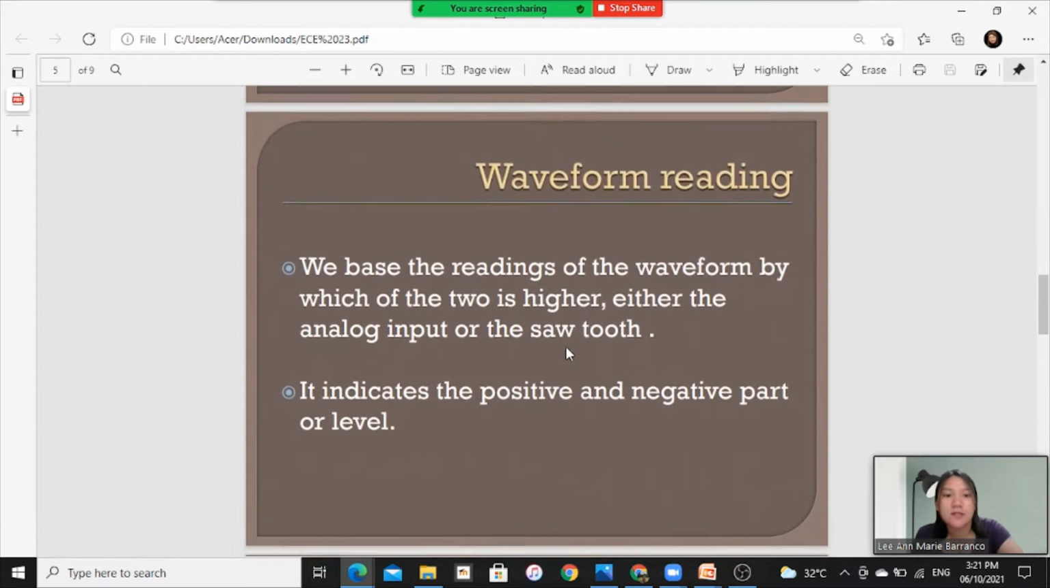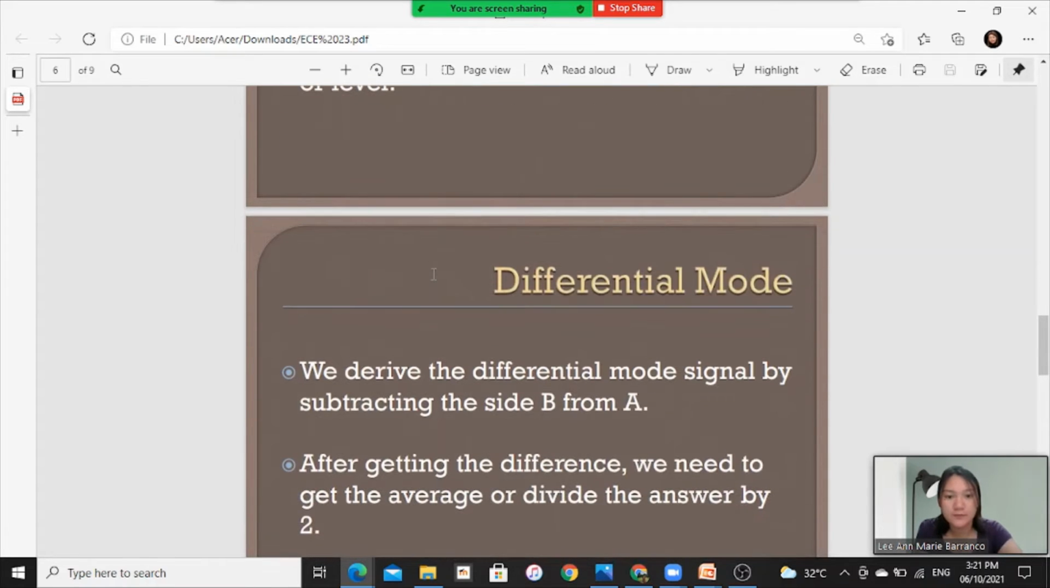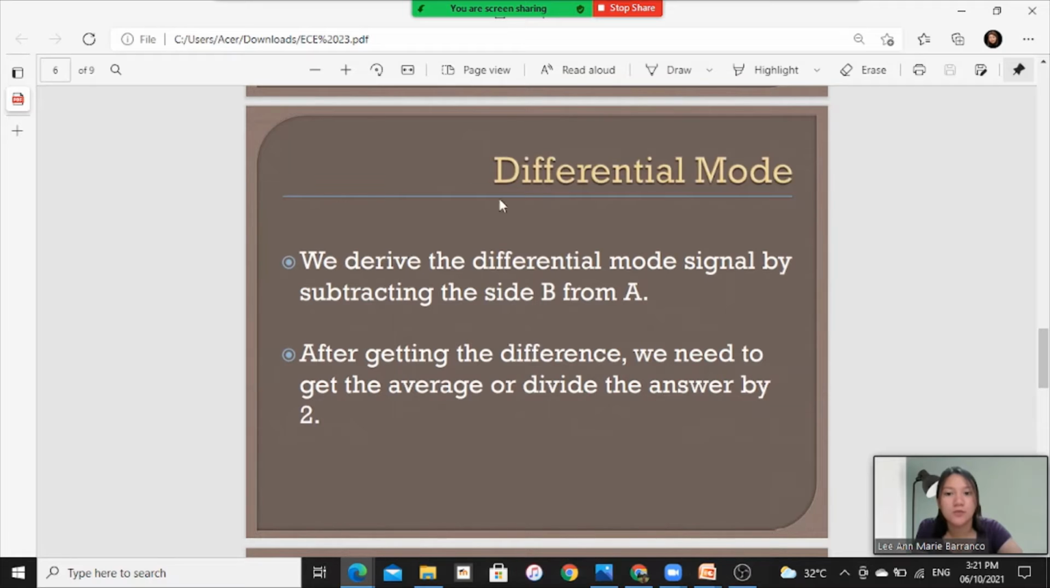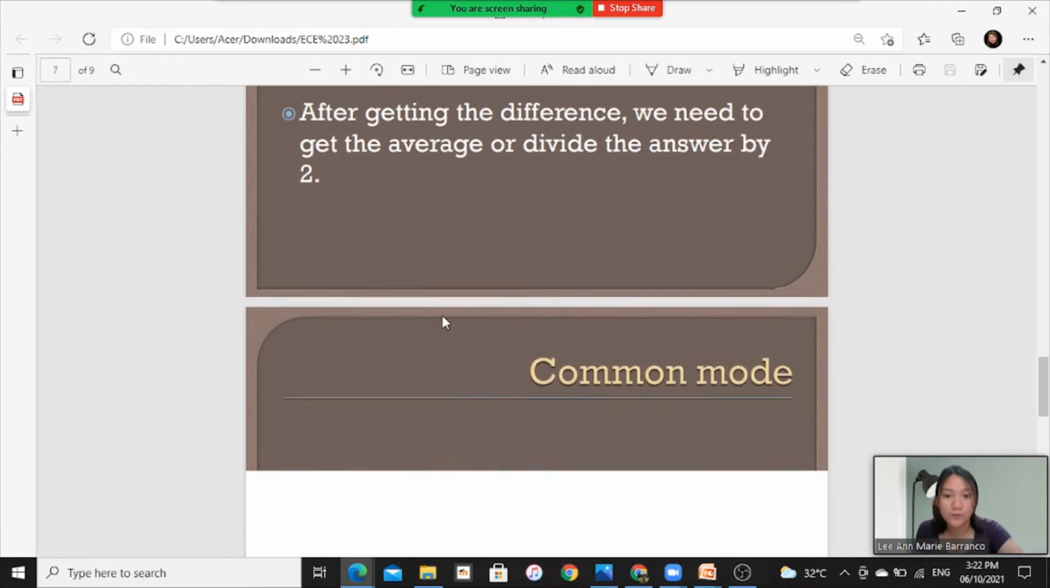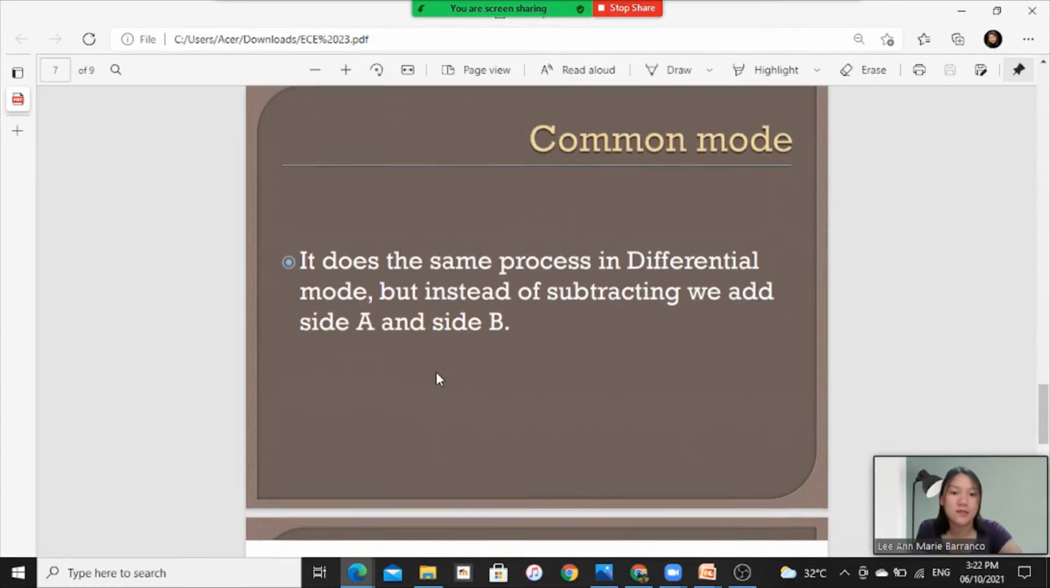But first, waveform reading. We base the readings of the waveform on which of the two is higher: either the analog input or the sawtooth. Next, it indicates the positive and negative part or level. In differential mode, we derive the differential mode signal by subtracting side B from side A. After getting the difference, we need to get the average, or divide the answer by 2. Next is the common mode. It does the same process as the differential mode, but instead of subtracting, we add side A and side B.